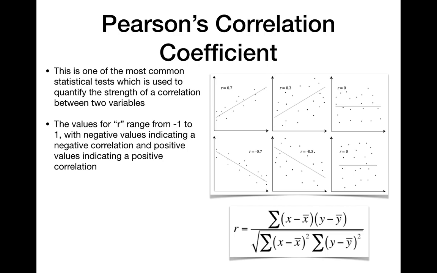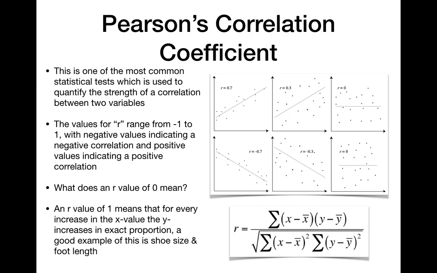And the range of R values can go from -1 up to +1. So negative values are a negative correlation and positive values are a positive correlation, which makes sense. Here I have my positive ones: my R values are 0.3 and 0.7. My negative one is -0.7, so those are negative correlations. And my R value is 0: it's no correlation at all in the data. So an R value of 0 means no relationship between those two variables.